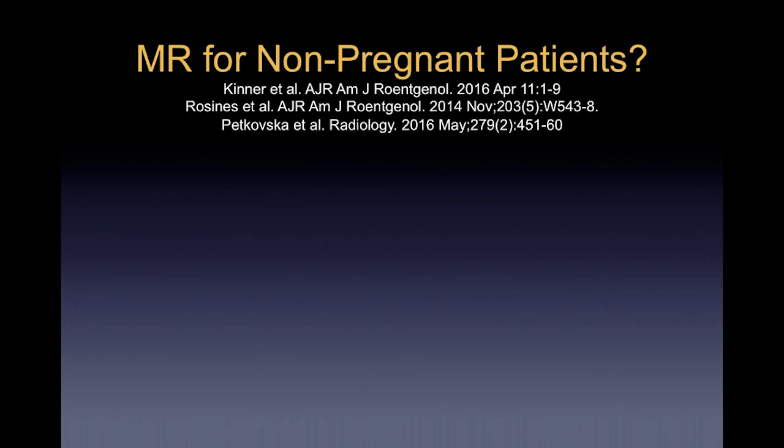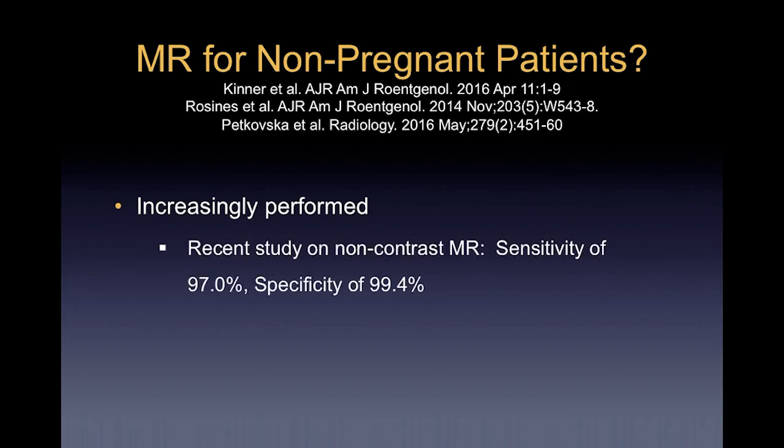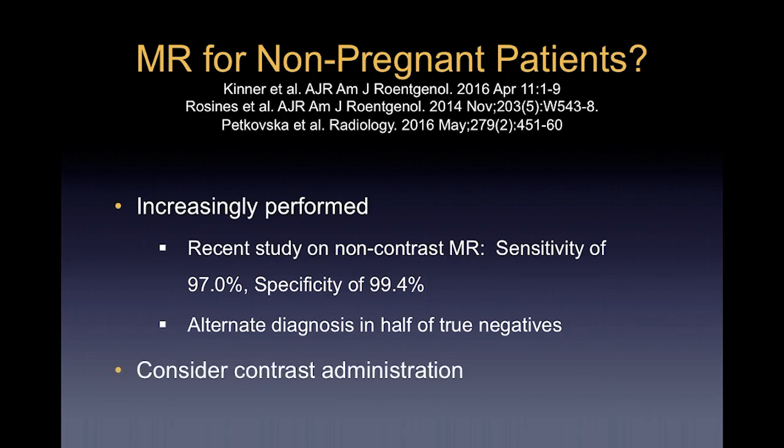Now, we have enough data for MR in pregnant patients that we are starting to do MRs for non-pregnant patients occasionally. And of course, the population where this is most applicable is children. The data here, even using non-contrast techniques similar to what we do in pregnancy, again, high sensitivity, high specificity, even better than we saw in pregnancy, not surprising because we don't have the big gravid uterus making things more difficult. Again, they've been able to make alternate diagnoses in cases where appendicitis has been absent.